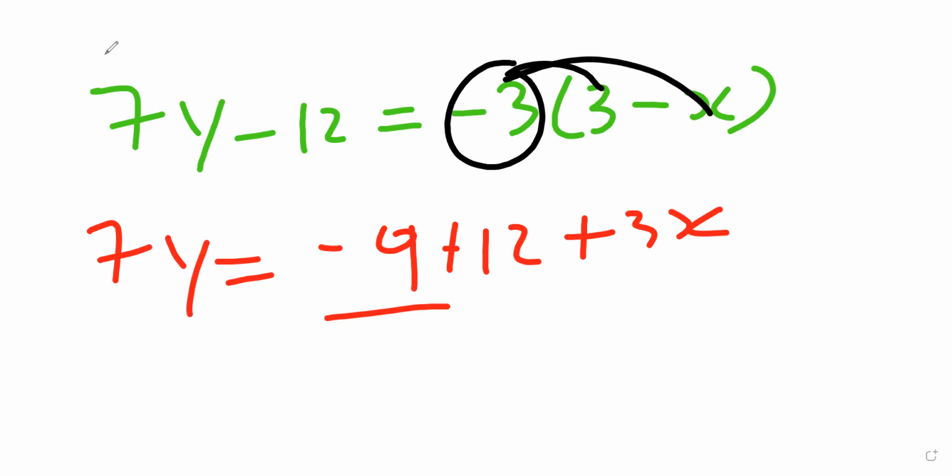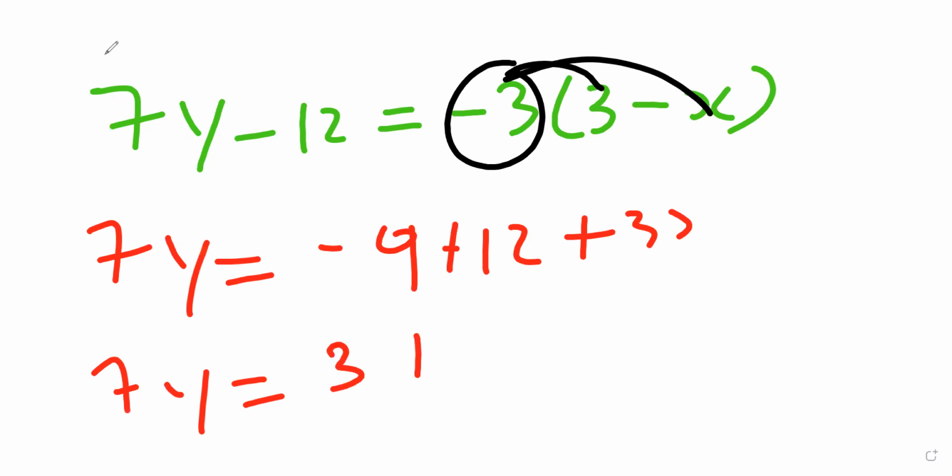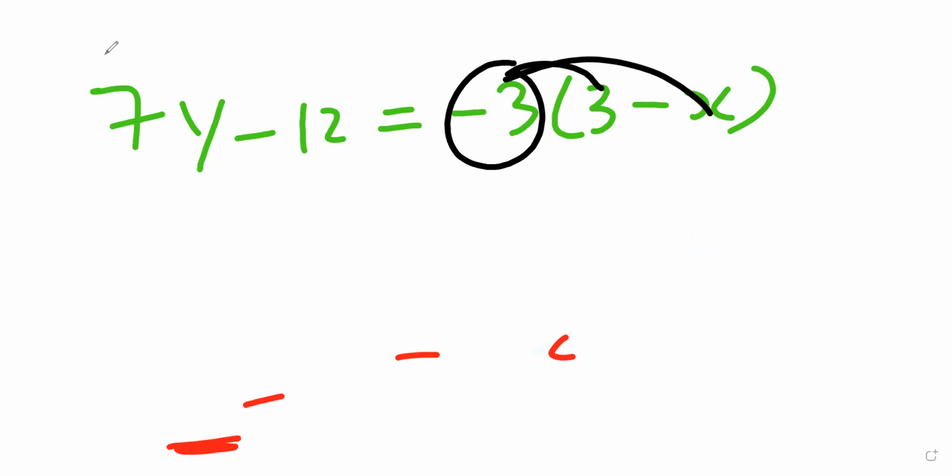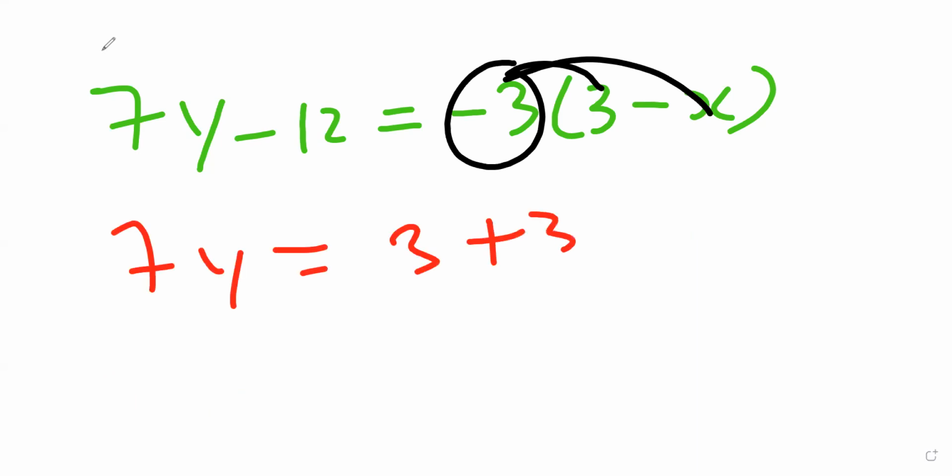Now, when I see a negative, I'm saying that I owe some amount of money. So if I owe $9 and I have $12 in my pocket, when I pay the $9 from the 12, I'm left with $3. So I write back 3 plus 3x. But we're not finished because we need to make sure that the y is by itself. So we have this so far. All right, so we have 7y is equal to 3 plus 3x.